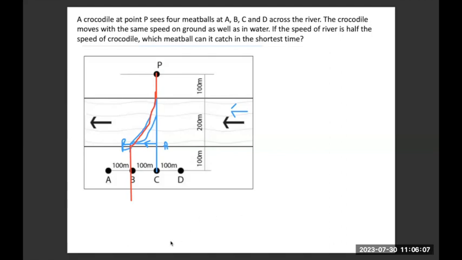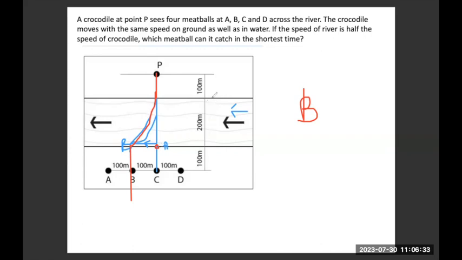I have a question. Yes. What is the significance of the information that the speed of the river is half the speed of the crocodile? Good question. If the speed of the river and the speed of the crocodile were the same, in which case you have to understand. Let's say, at point A, I'm putting an object. Some object is kept here.